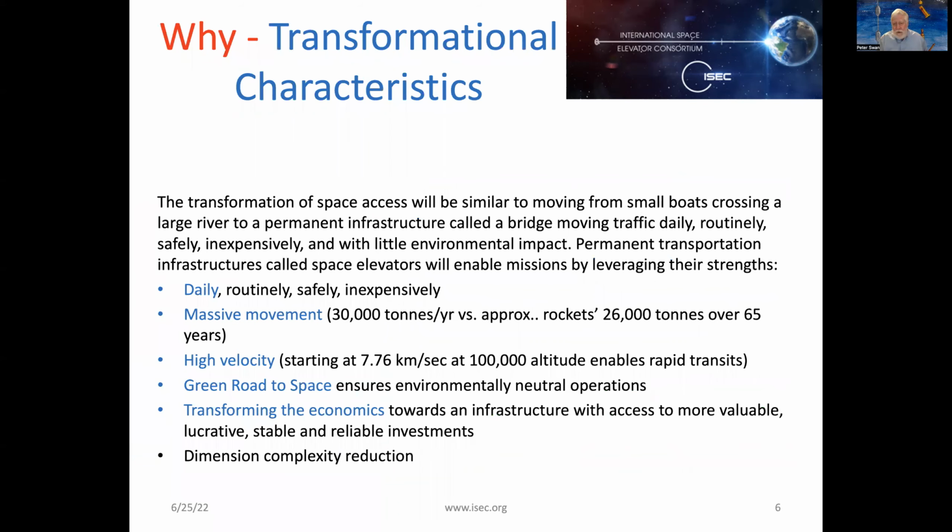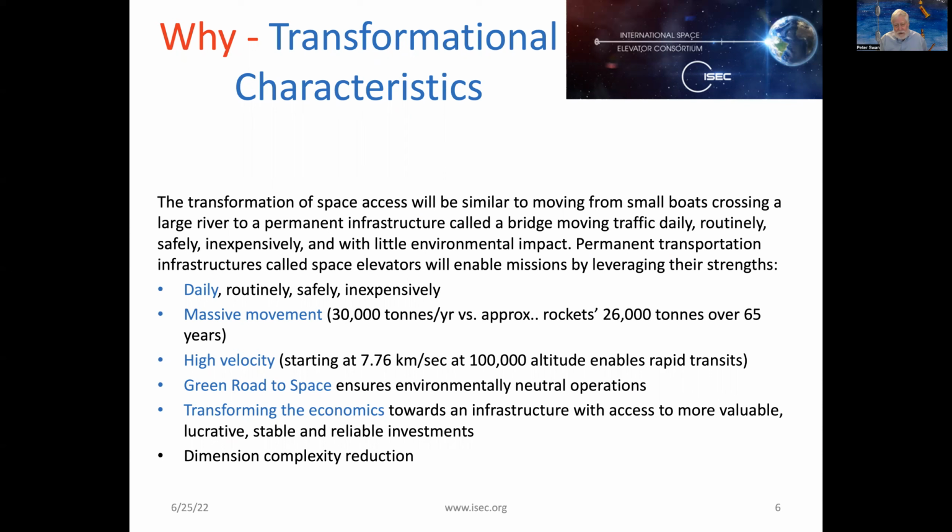So why are we doing this? Well, the first question you ask when you start talking about space elevators, why the heck should we do that? The bottom line is we escape gravity. We beat gravity. Okay, well, let's talk about some specifics, the transformational strengths. The first is daily. Okay, routinely, safely. And how do you do that? Well, you make a permanent space transportation infrastructure. So it's like train tracks to space.